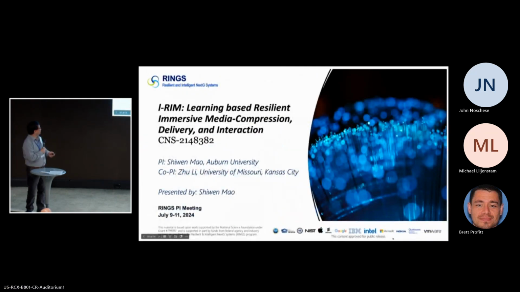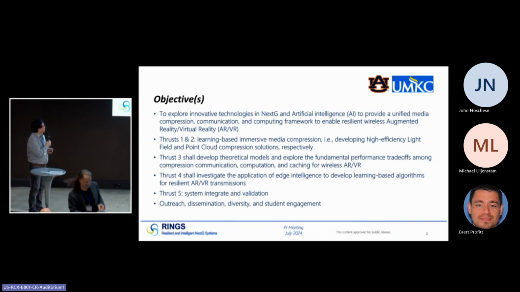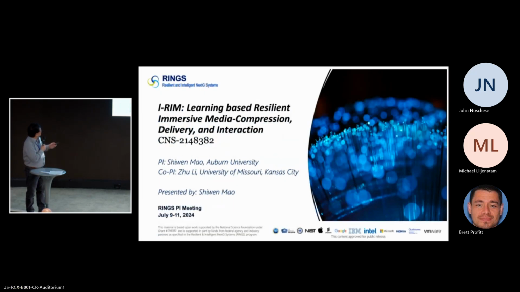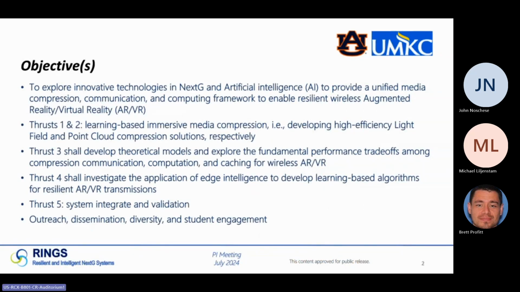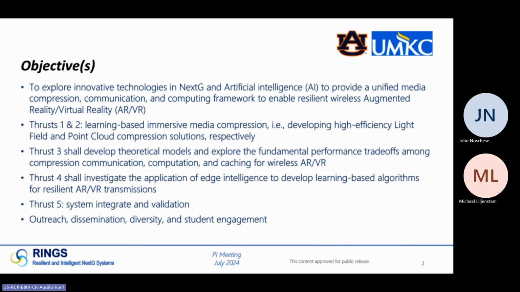Okay, yeah. So the goal is, you see LRIM. L means learning, RIM, then we have this resilient, R, immersive media. So basically we want to use new technologies in AI, machine learning, and also 5G, 6G next generation to support immersive user experience. Okay, so we have 5 thrusts.